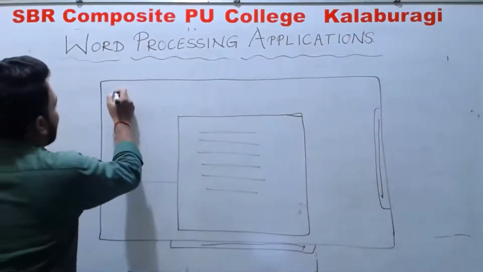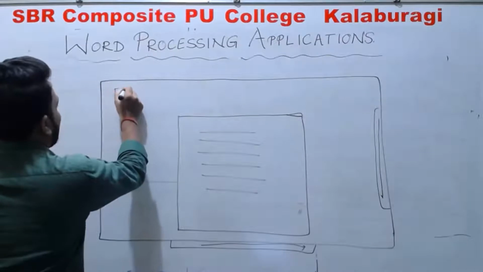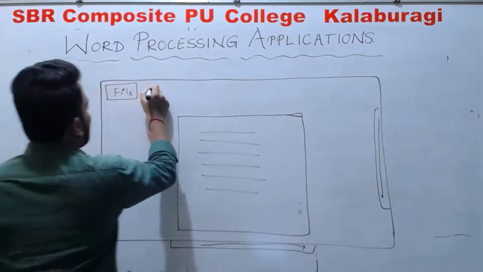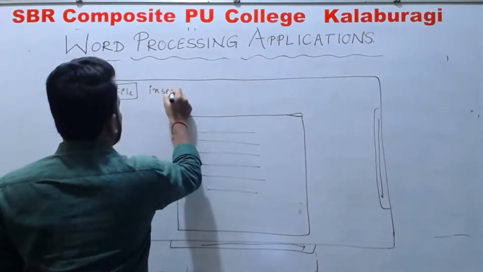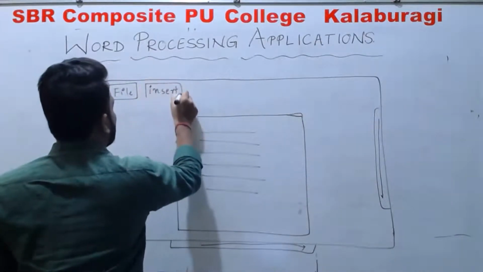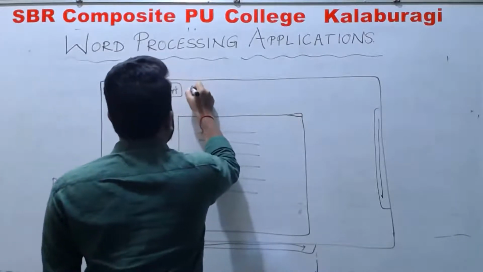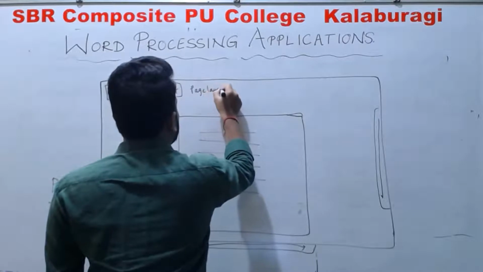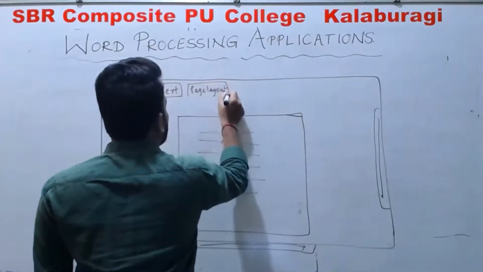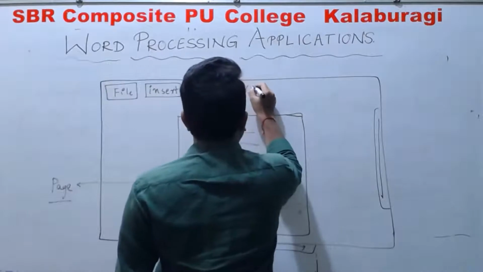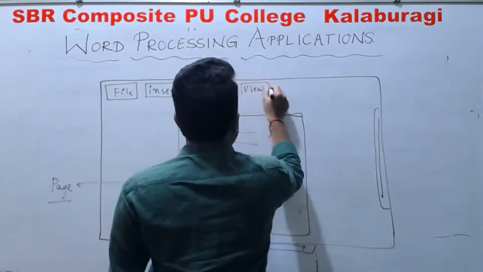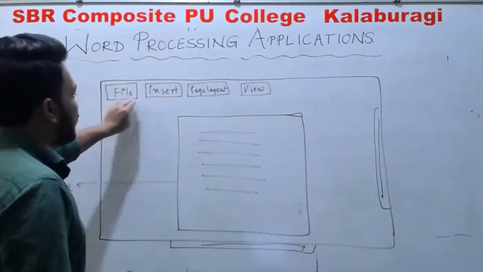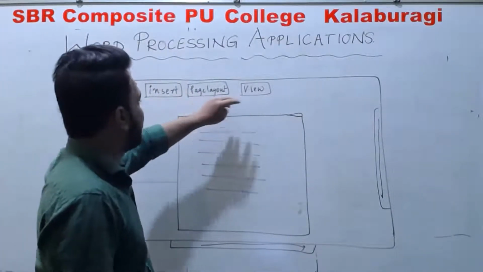You have file here, file menu, insert, page layout. These are the options in the word application. Page layout, view. So many keywords are there, right? You have file, you have insert, page layout, and view.